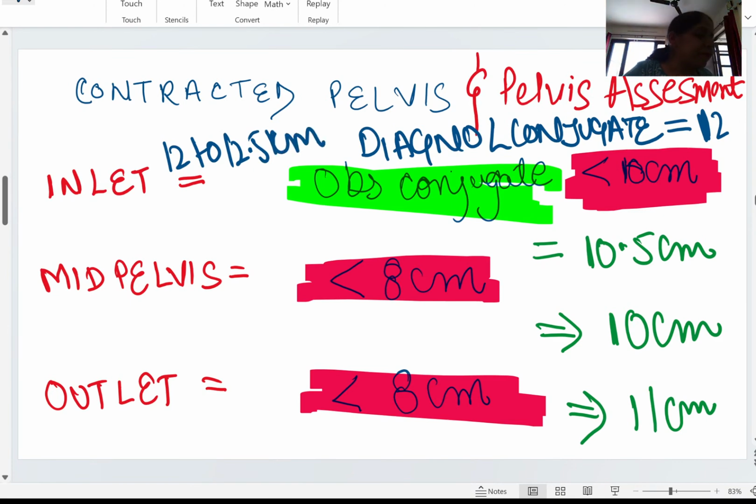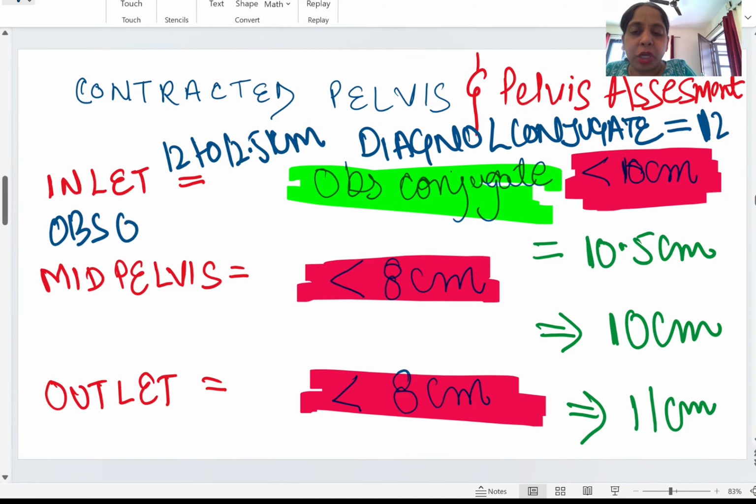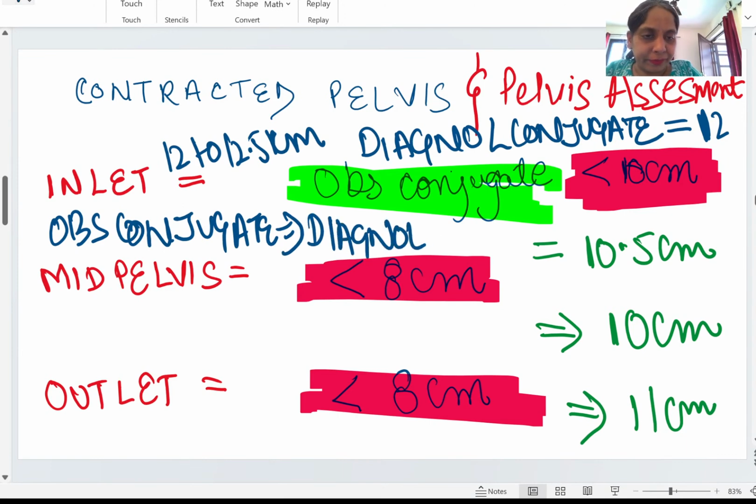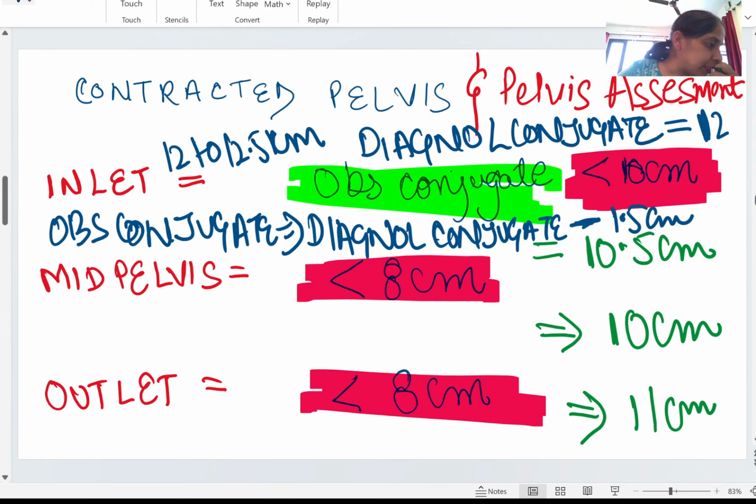Twelve to 12.5 centimeter. Okay, how will we get the obstetric conjugate? Because we cannot measure the obstetric conjugate directly. Obstetric conjugate is equal to the diagonal conjugate minus 1.5 centimeter. Is it okay? Yes, you have to subtract 1.5.